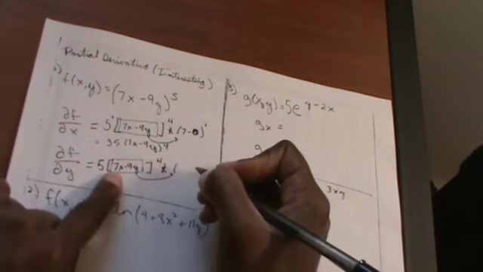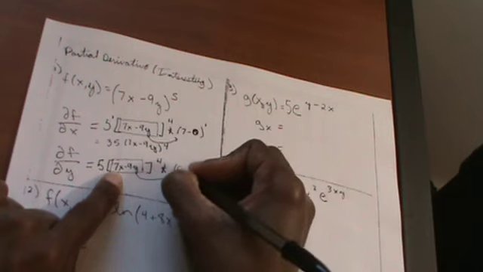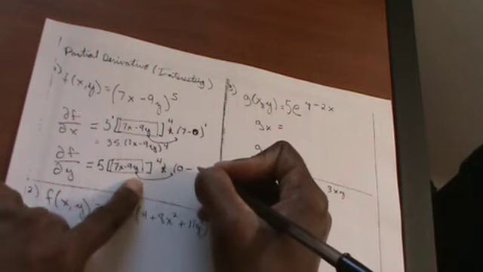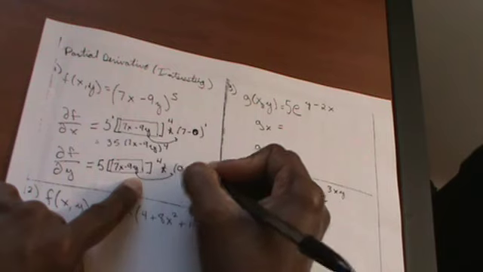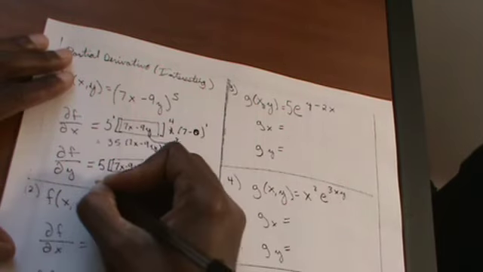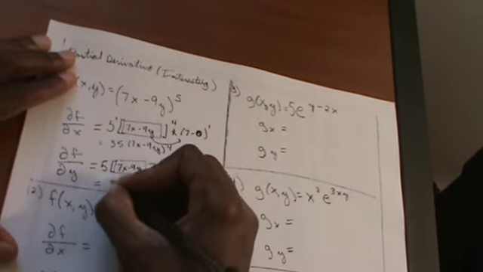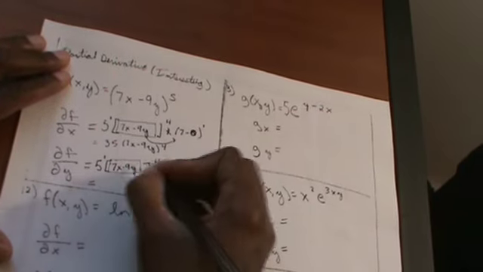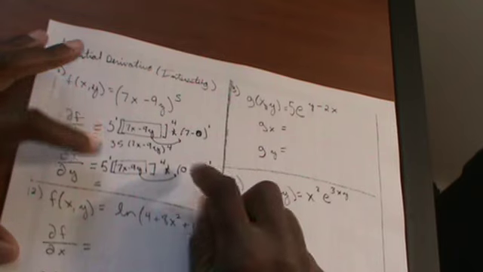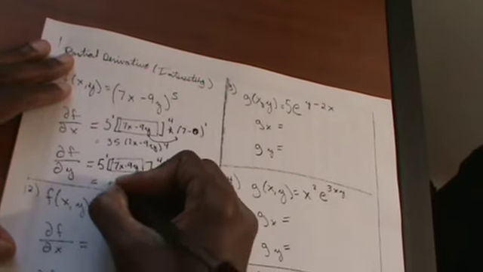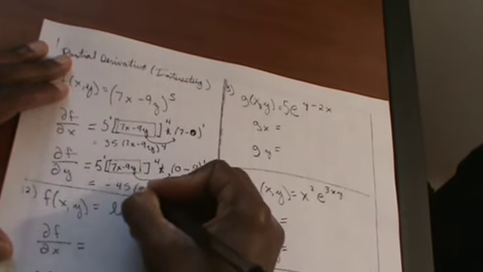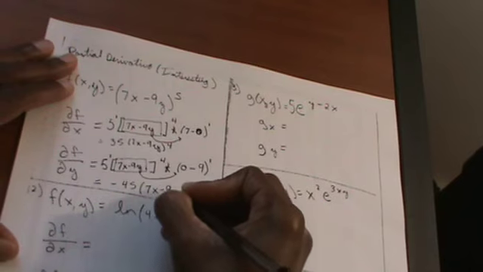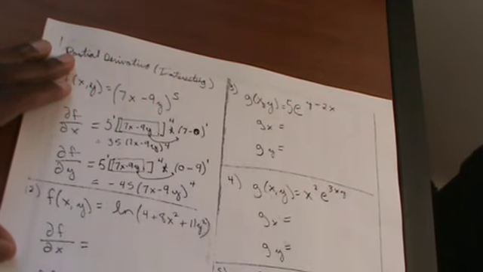So this first term, 7x, doesn't have a y in it, so its derivative is 0, minus the derivative of 9y, which is 9. So when you put those together, this 5 is to the 1, the negative 9 is also to the 1. This is to the fourth power, so I can't combine it with those two. So I get negative 45 times 7x minus 9y to the fourth power, like that.